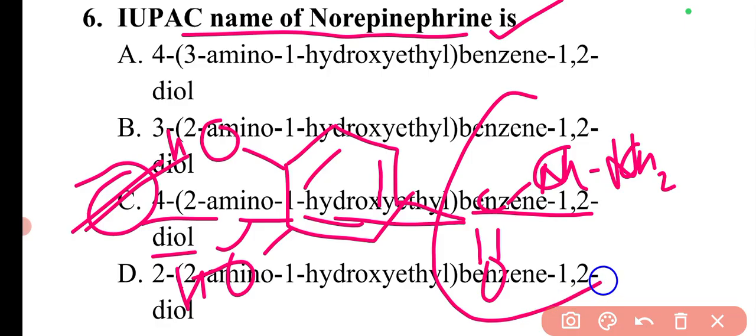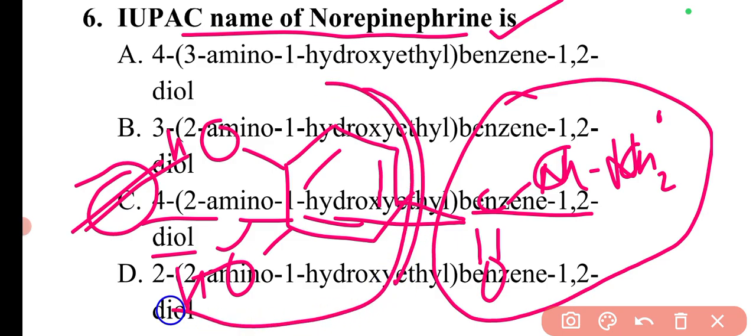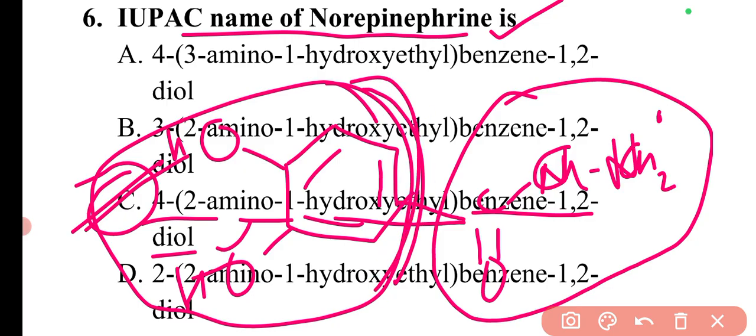So this group is 1 amino... 2 amino, this is the 2-amino, 1-hydroxyethyl benzene and 1,2-diol. It is the basic name of this. This is a benzene. Basically this particular structure is a catechol structure, in which 2 adjacent alcohol groups are attached to the benzene ring. This is the catechol ring. So we can say it is the benzene-1,2-diol.